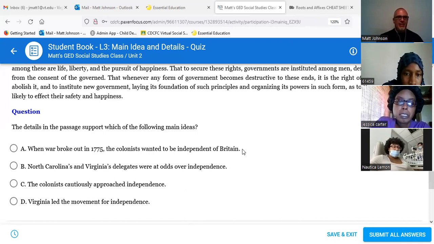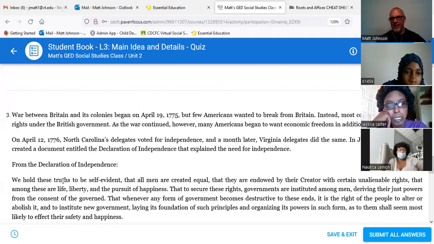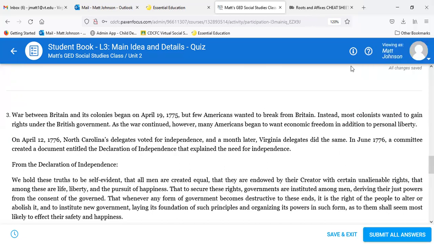It is C. And so it's a little weird, but they are saying here that the colonists cautiously approached independence. So you have to take into account the introduction as well. The entire passage, even though only half of that is actually from the Declaration of Independence, the supporting details here are that when the war began in April 1775, few Americans wanted to break from Britain. Instead, most colonists wanted to gain rights under the British government. As the war continued, however, many Americans began to want economic freedom in addition to personal liberty.